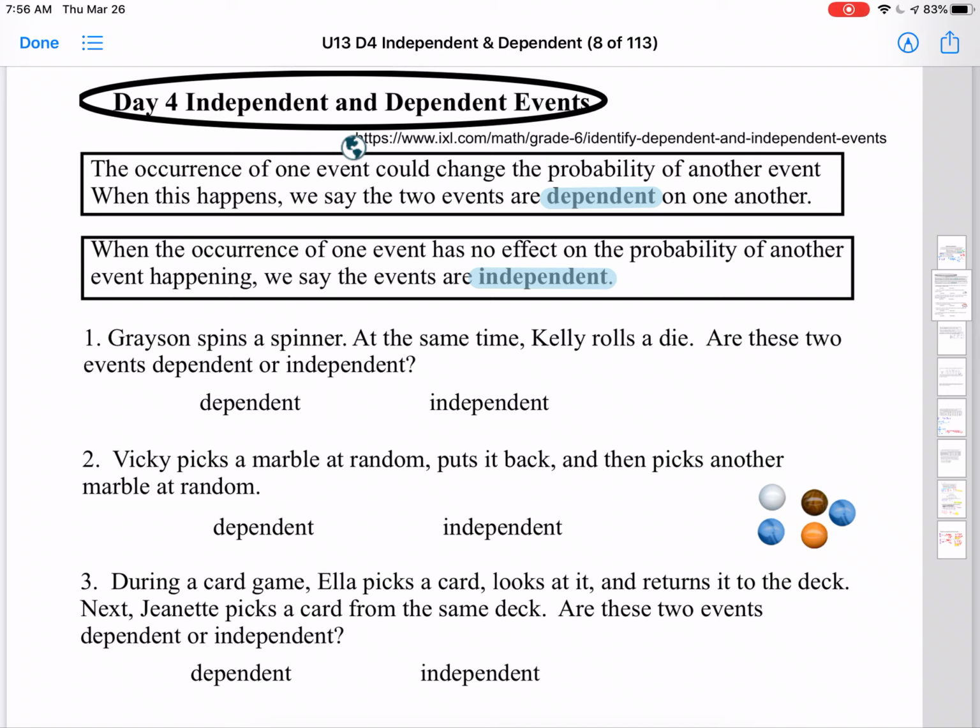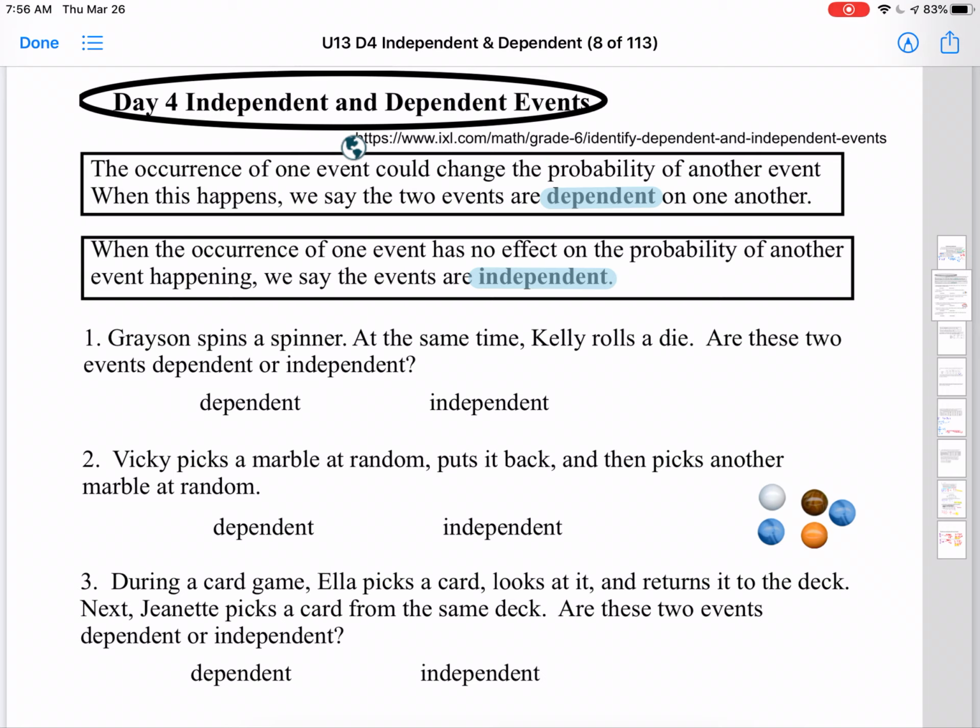Independent and dependent events. What we're going to look at today is whether events can affect each other's outcome. So let's take a look. It says the occurrence of one event could change the probability of another event. When this happens, we say that they are dependent on each other. So if they affect each other, they're dependent on each other. When the occurrence of one event has no effect on the probability of the other one, then we say they're independent events. So I came up with just silly little examples here to try and make you understand how events would affect each other or not.